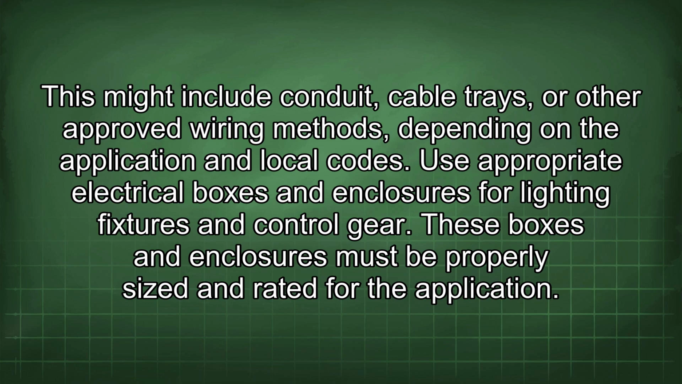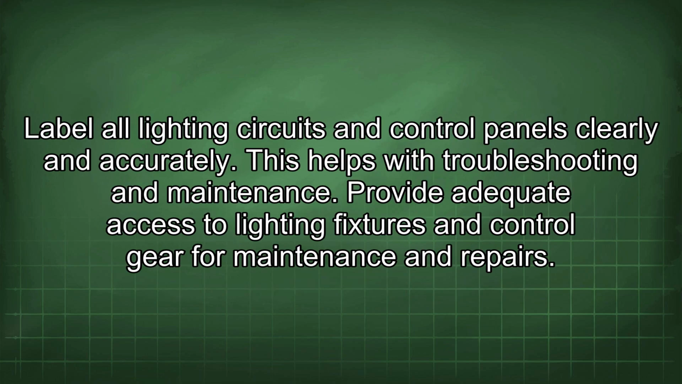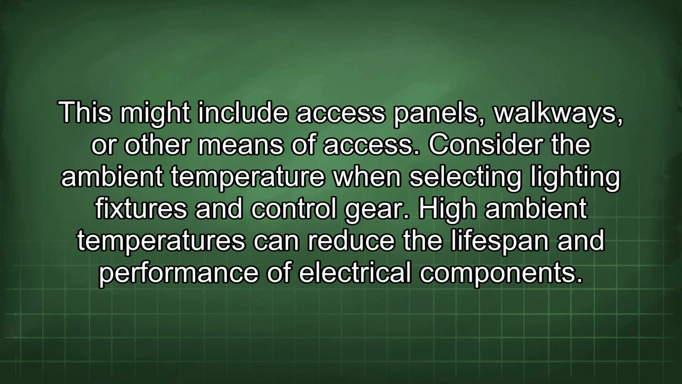Use appropriate electrical boxes and enclosures for lighting fixtures and control gear. These boxes and enclosures must be properly sized and rated for the application. Label all lighting circuits and control panels clearly and accurately. This helps with troubleshooting and maintenance. Provide adequate access to lighting fixtures and control gear for maintenance and repairs. This might include access panels, walkways, or other means of access.